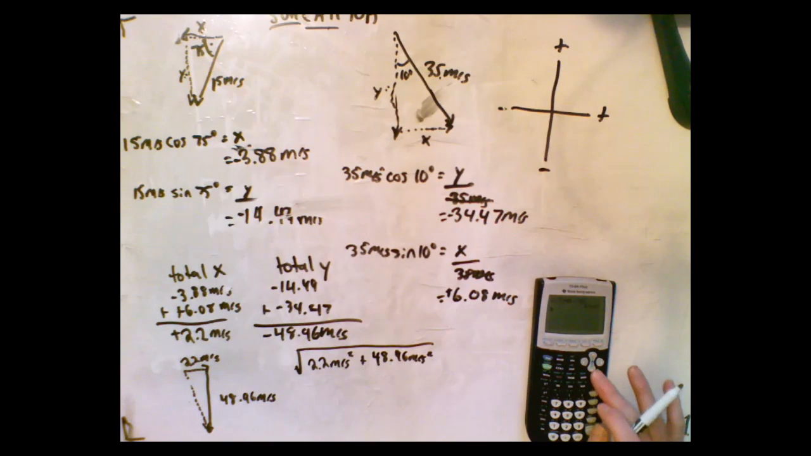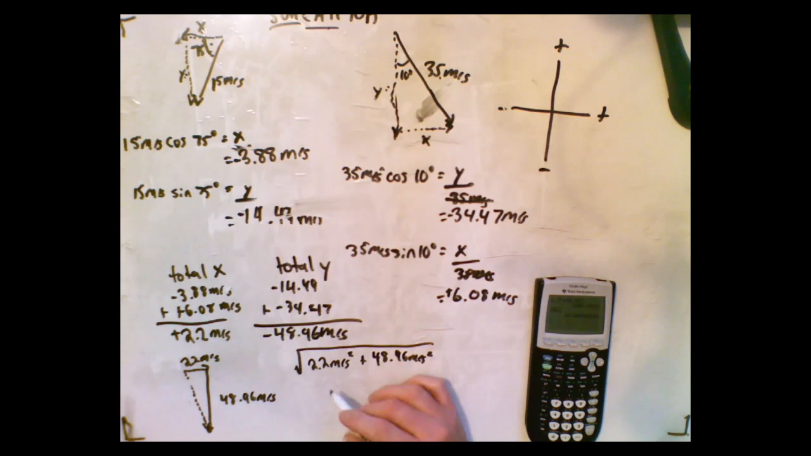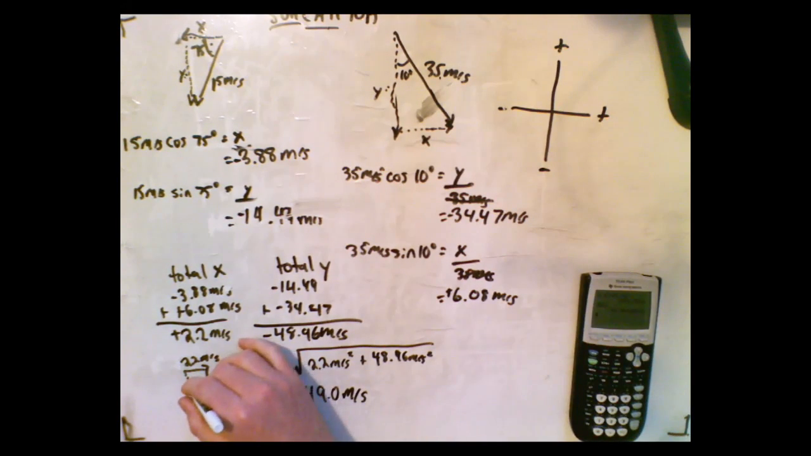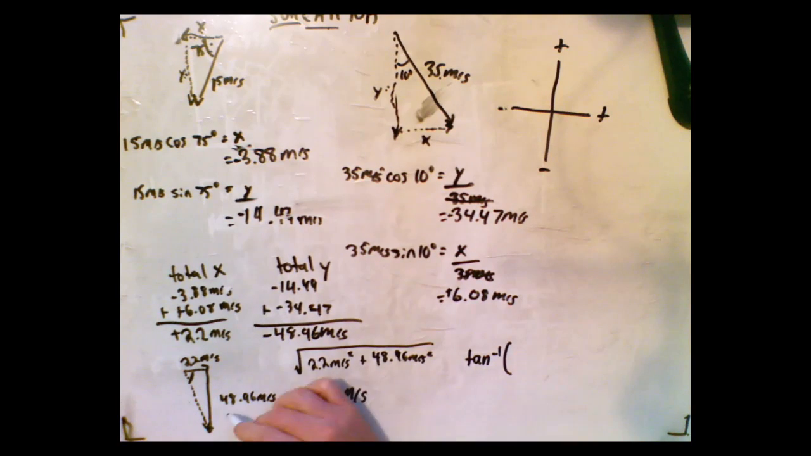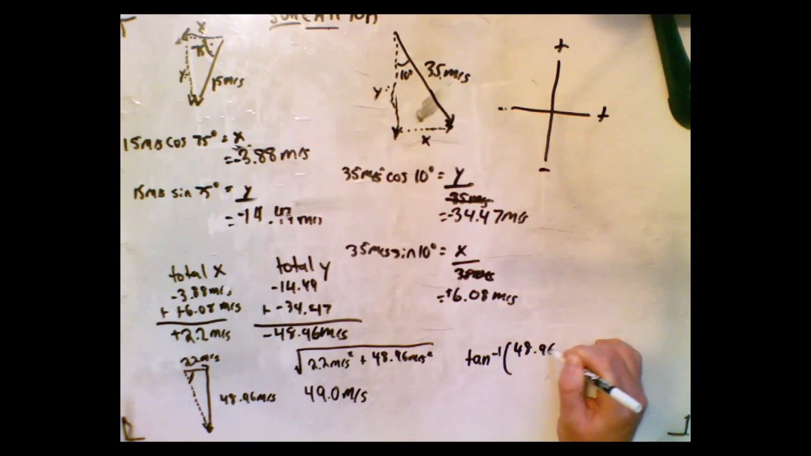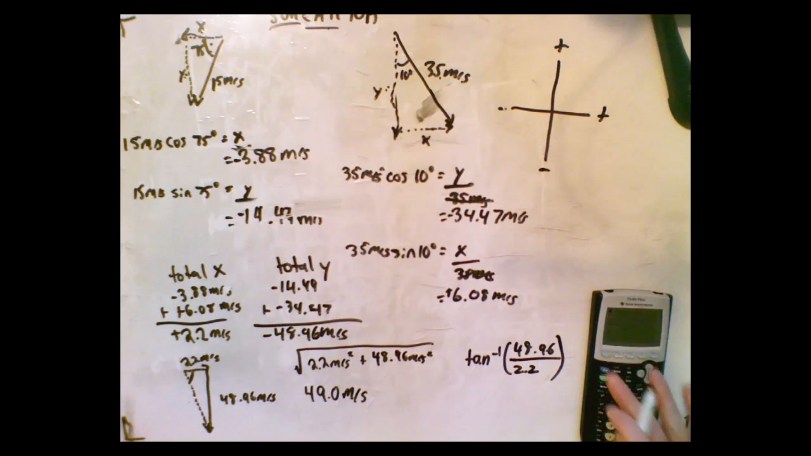So 2.2 squared plus 48.96 squared. Oops. I typed an extra decimal place. So 2.2 squared plus 48.96 squared. And we square root our answer, and we end up getting 49.0 meters per second. And then we can find this angle here. Remember, we find the angle with no arrows on it. And we have opposite and adjacent, so we want to use tan -1 of opposite 48.96 over adjacent 2.2, and we type that in.